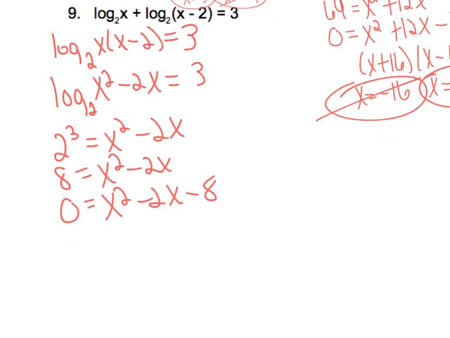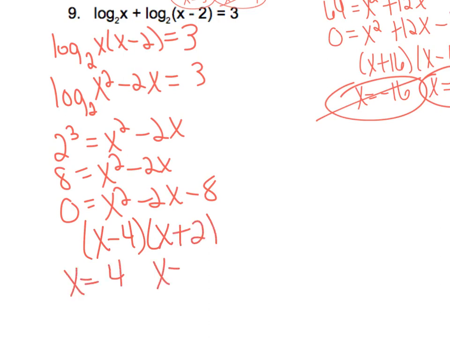Factor that. I need them to multiply together to be negative 8, add together to be negative 2. That would be x minus 4 and x plus 2, which means my two solutions would be x equals 4 and x equals negative 2. Again, going back up to the original problem, you can't have the log of a negative number, so x equals 4 is my only solution.